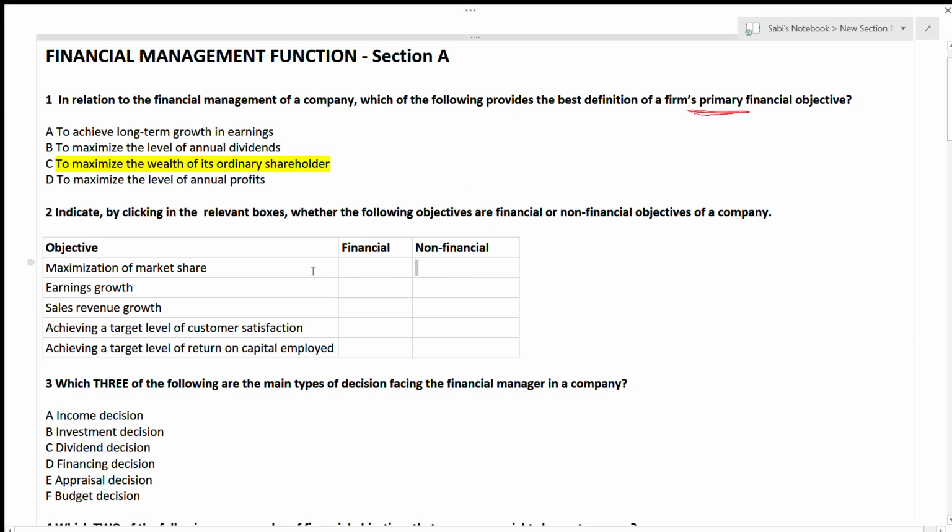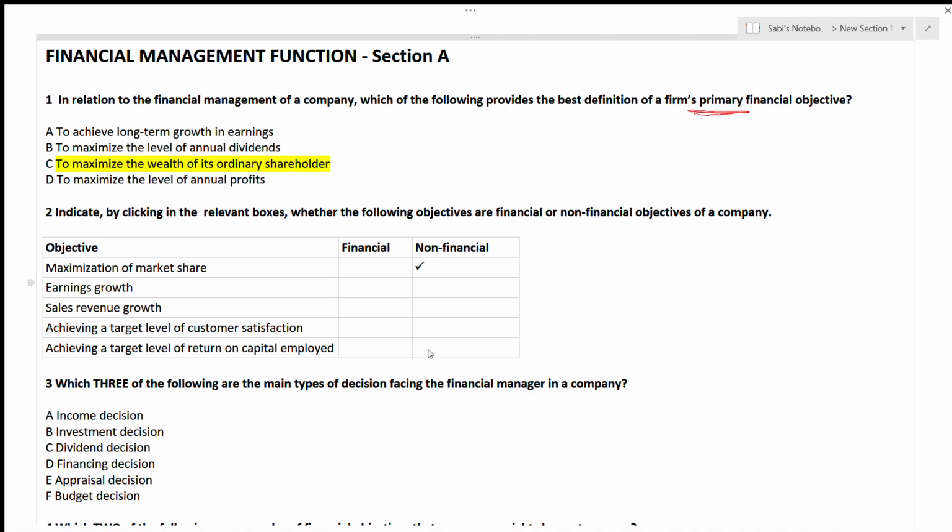So I will click here. Okay, no, I will just remove it. We'll put the bullet under that, right? Yes. So it is non-financial.